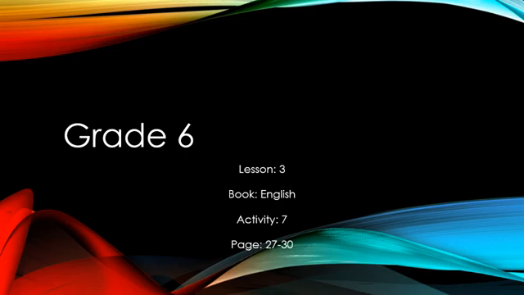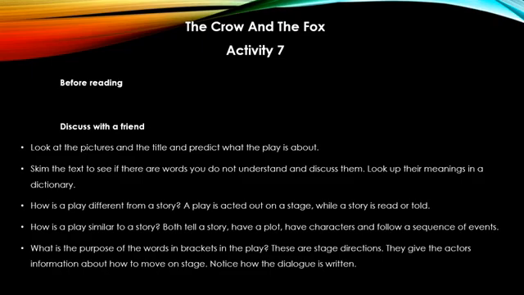We are going to be doing English, so you're going to need your English book. We're going to be doing activity 7, pages 27 to 30. We're going to be reading a play called The Crow and the Fox. Before reading it says discuss with a friend, but I'm just going to discuss it with you.